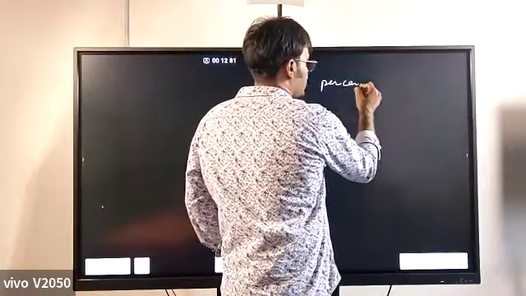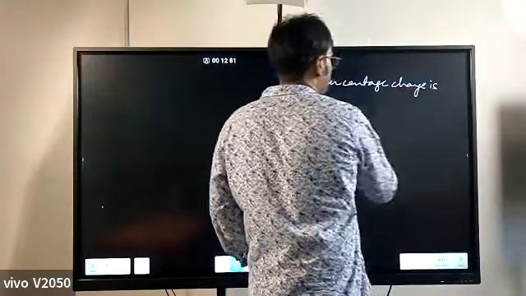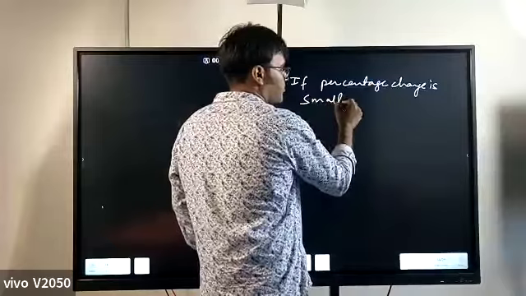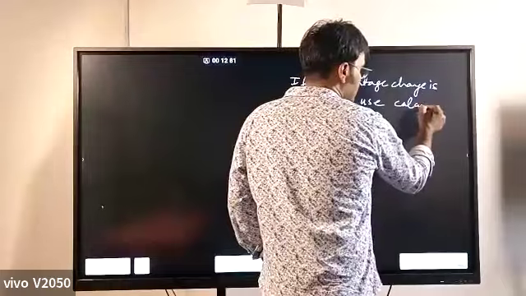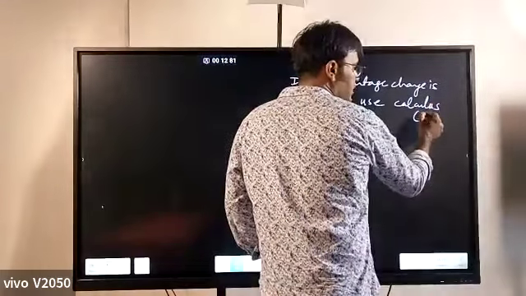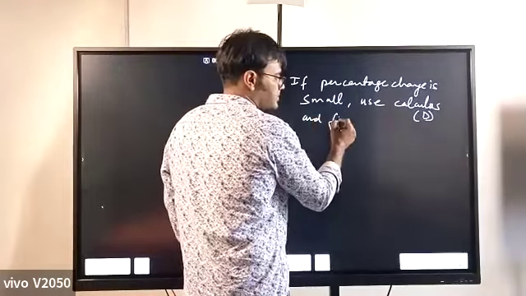If the percentage change is small, use calculus, differential calculus, and find an approximate answer.